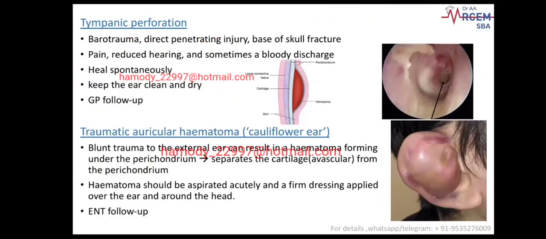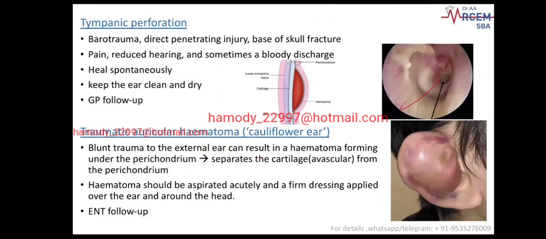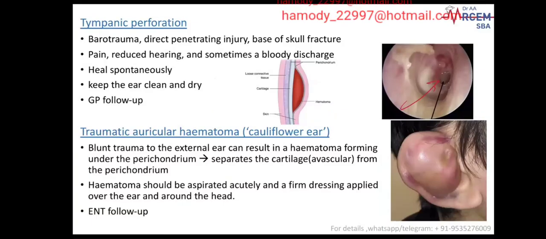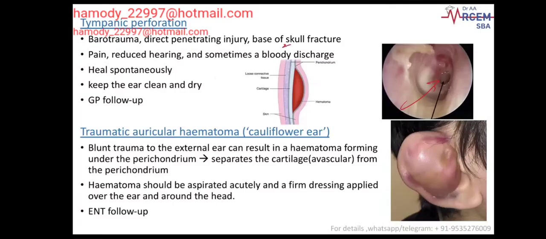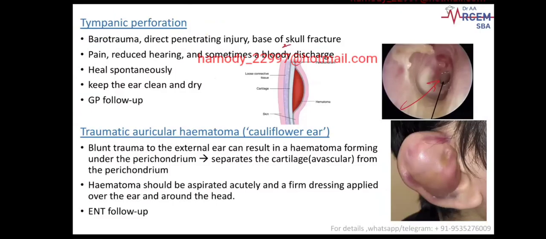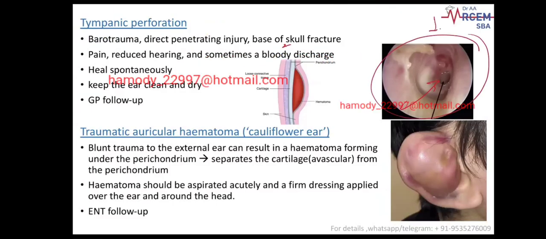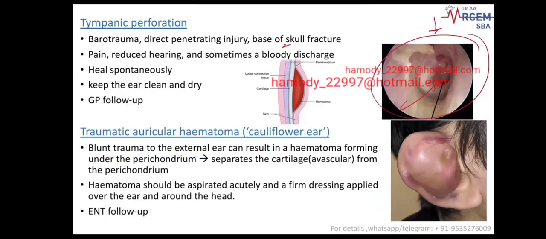Tympanic perforation. Tympanic perforation usually happens if there is a direct trauma. Direct trauma to your tympanic membrane can cause it. Or base of skull fracture. It's a finding of a base of skull fracture. Or it might be because of a barotrauma. Okay, any changes in the pressure can result in barotrauma. For example, deep sea diving.